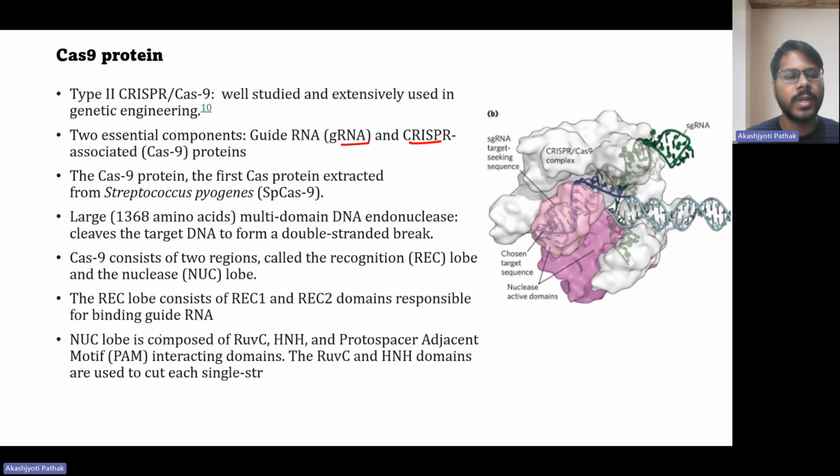And then there are the nuclease lobes. The NUC lobe is composed of the RuvC, HNH, and protospacer adjacent motif interacting domains. The RuvC and HNH domains are used to cut each single-stranded DNA. So there are two nuclease domains, one is this RuvC and another is this HNH domain. These will act on the particular sequence of DNA that has to be cleaved.